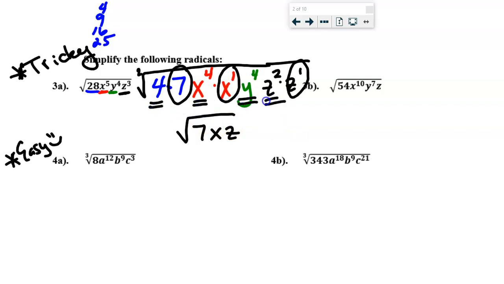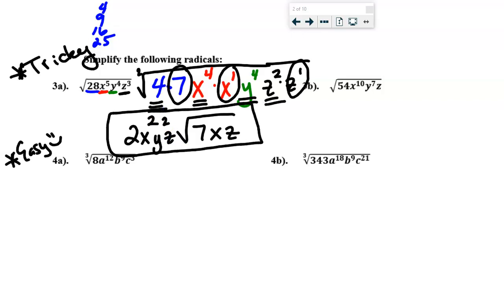So when I think about what happens when I simplify the square root of 4, I get a 2. And then simplify x to the fourth, I get x squared. Simplify y to the fourth, I get y squared. And then simplify z to the second, I get z. There's your final answer.